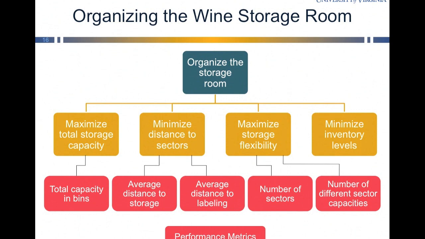How are we going to measure total storage capacity? Well, the total capacity of wine, and the wine is stored at 500 bottles in a bin. Minimize the distance to the sectors. Well, we're going to look at the distance from the labeling line and the distance to the storage area. And thirdly, for maximizing storage flexibility, we'll look at the number of sectors in the layout, that is the alternatives, and also the number of different sector capacities that are available. These 5 measures that you see in this reddish color are the metrics that will actually be used to see how far we're progressing towards meeting these objectives.